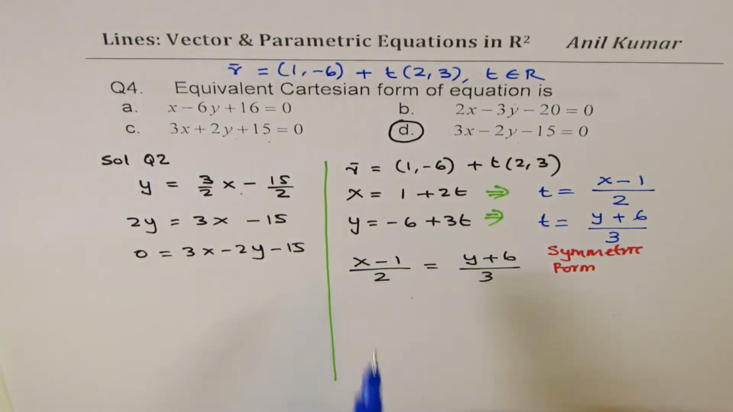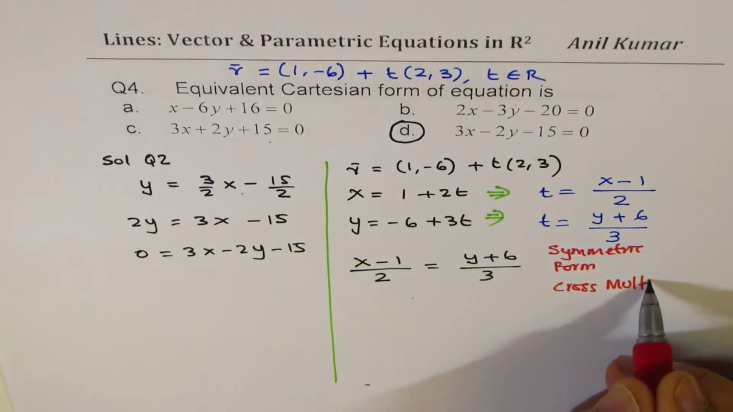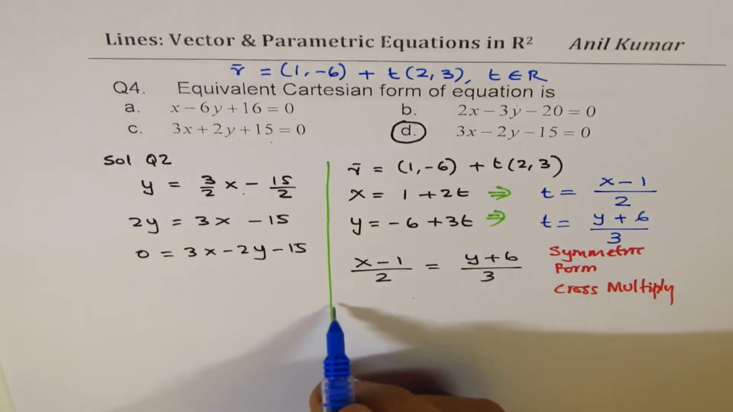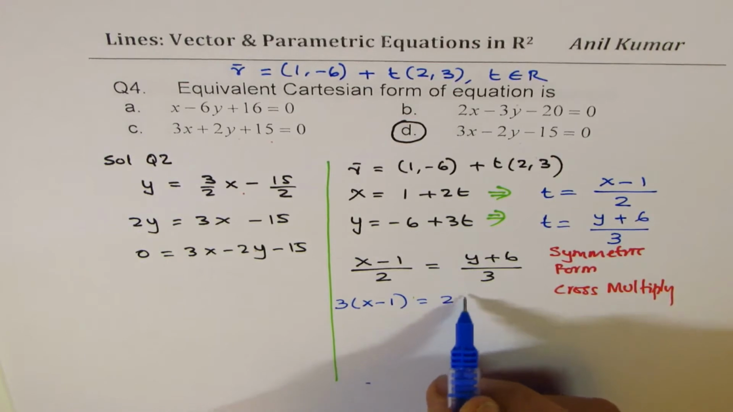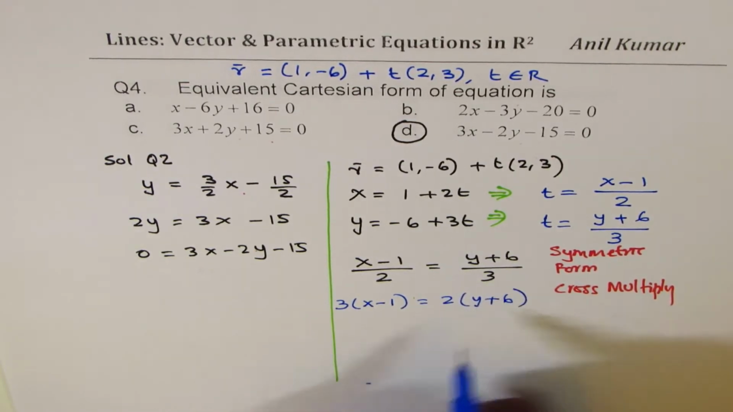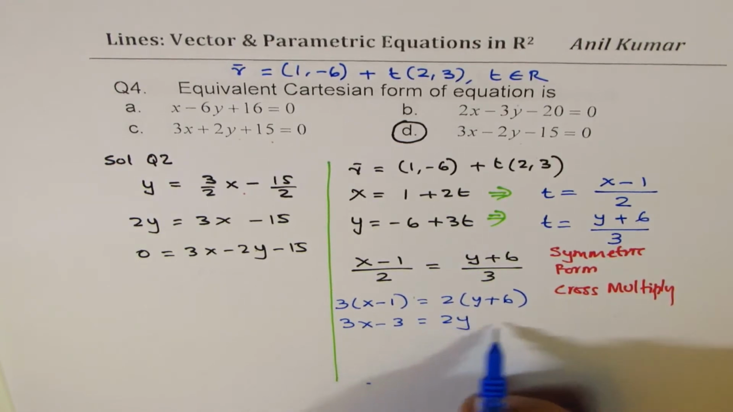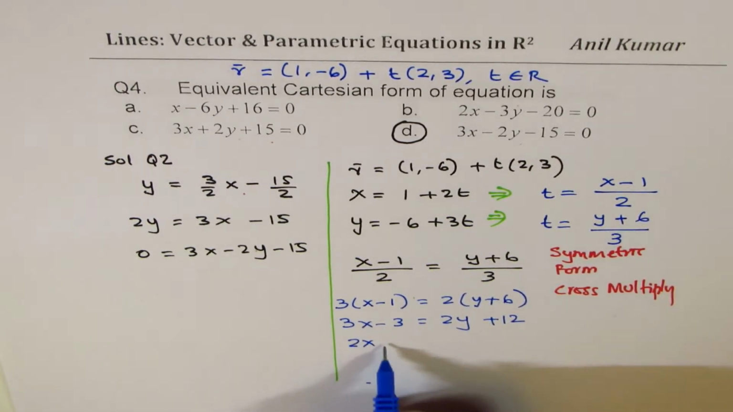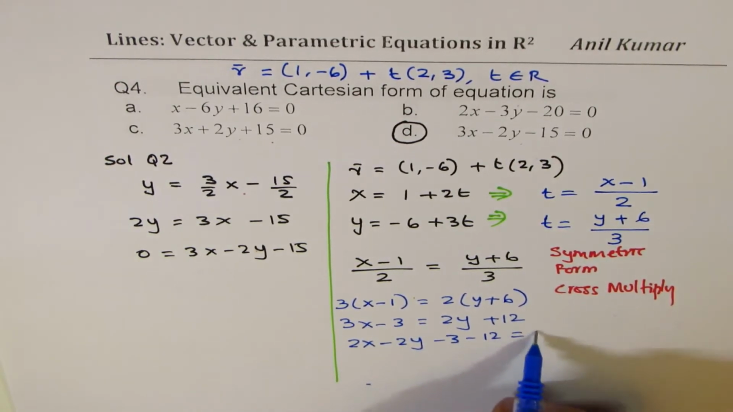Now from here, let me cross multiply. Then what do I get? If I cross multiply, I get 3 times x minus 1 equals to 2 times y plus 6. So that gives you 3x minus 3 equals to 2y plus 12. Bringing all the terms together gives us 3x minus 2y minus 3 minus 12 equals to 0.